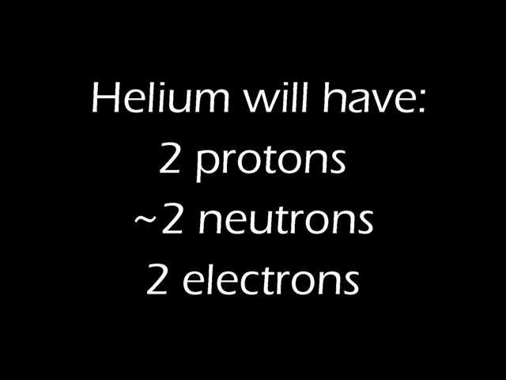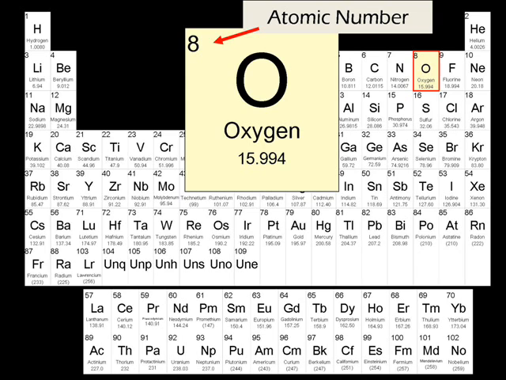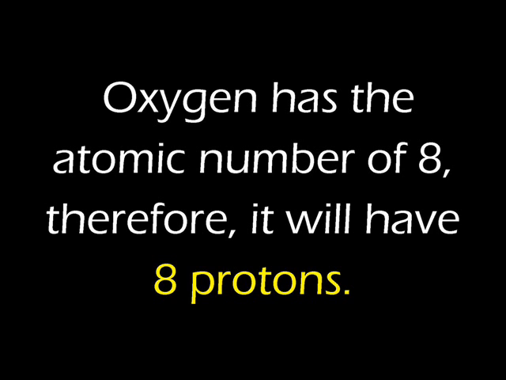Let's try another example here. How about oxygen? How many protons does an atom of oxygen have? So first thing you do, find oxygen on the table. Remember the symbol for oxygen is O. Look at the atomic number there. The atomic number for oxygen is 8. Therefore, oxygen will have 8 protons. It will also have 8 neutrons and 8 electrons.